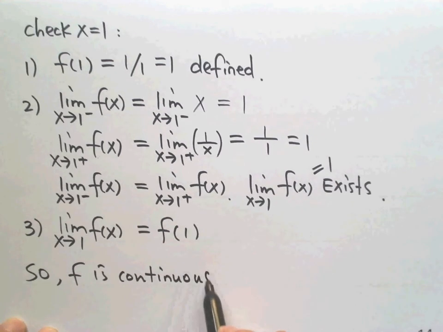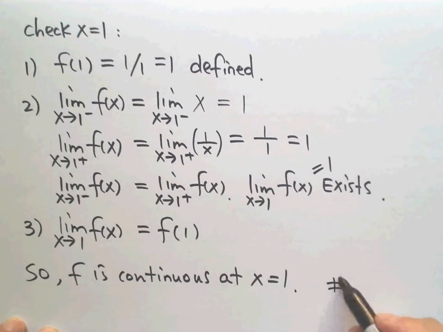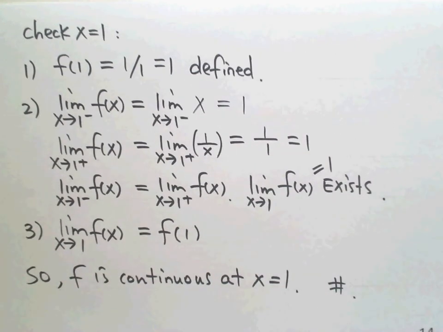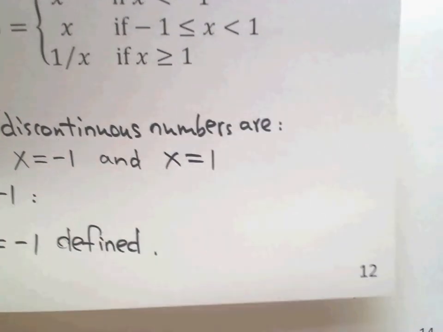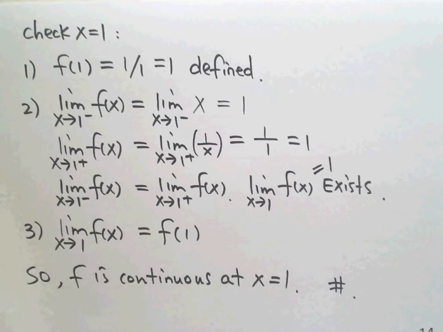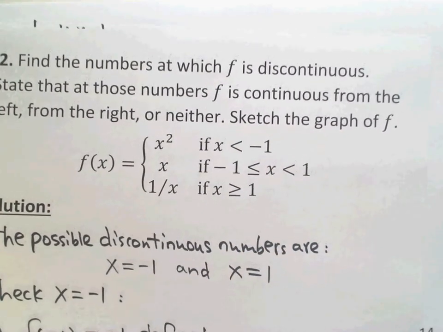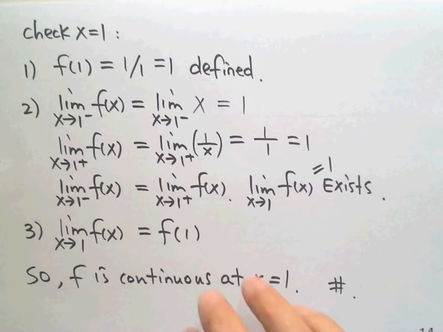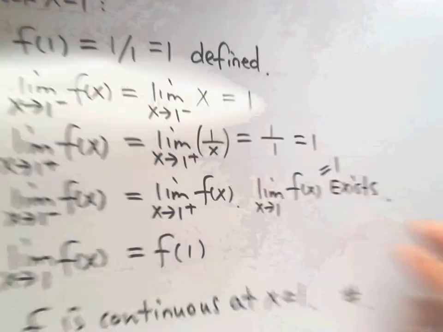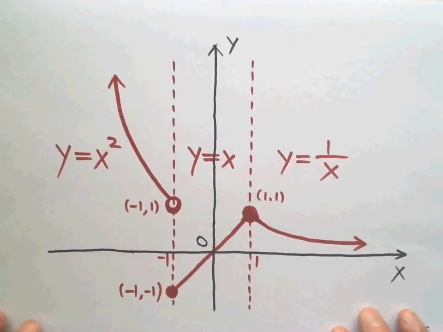Therefore we get a conclusion: f(x) is continuous at x equals 1. So both points we checked: x equals 1 is continuous, and x equals -1 is discontinuous. Good. Now all we do is sketch the graph, piece 1, piece 2, piece 3.